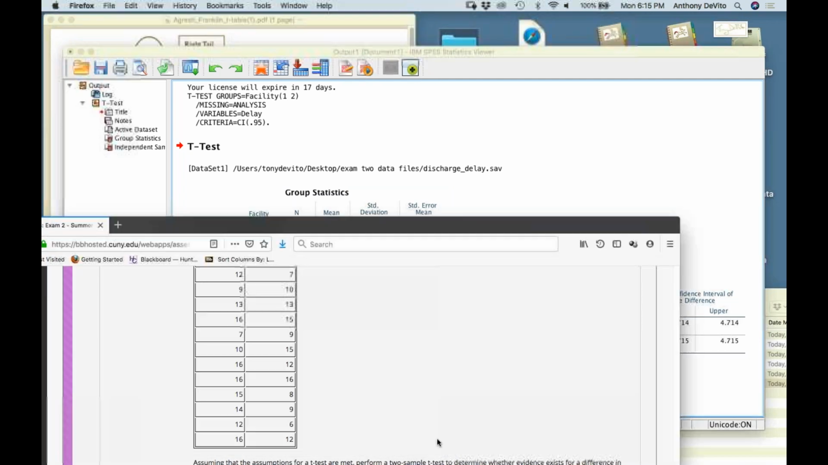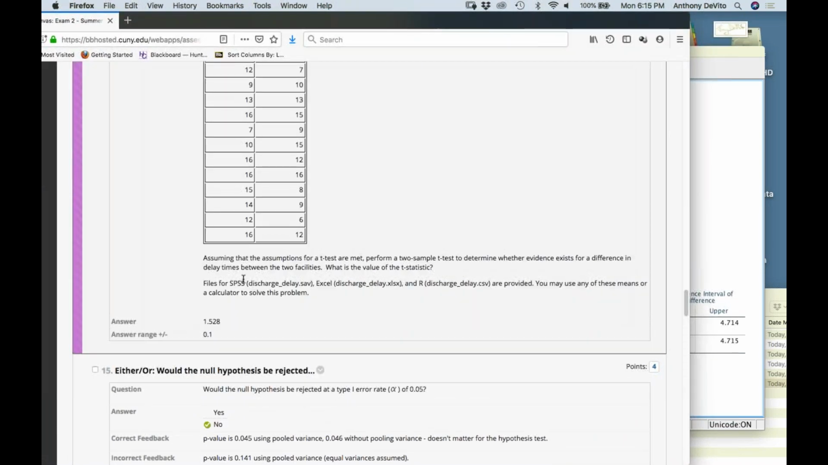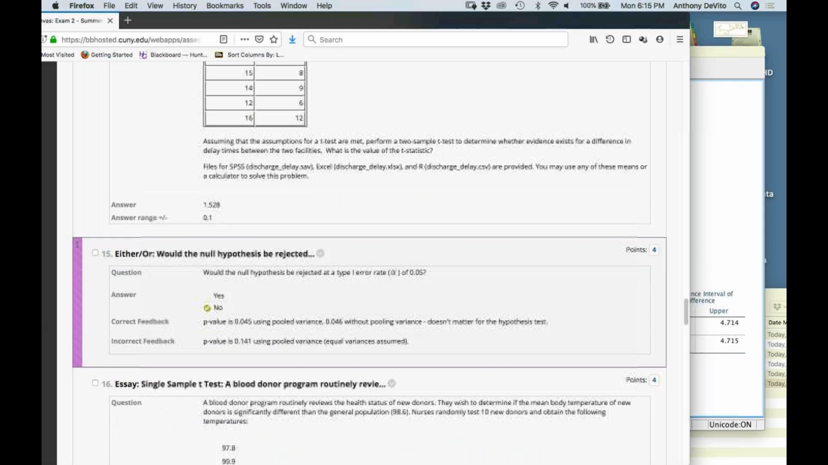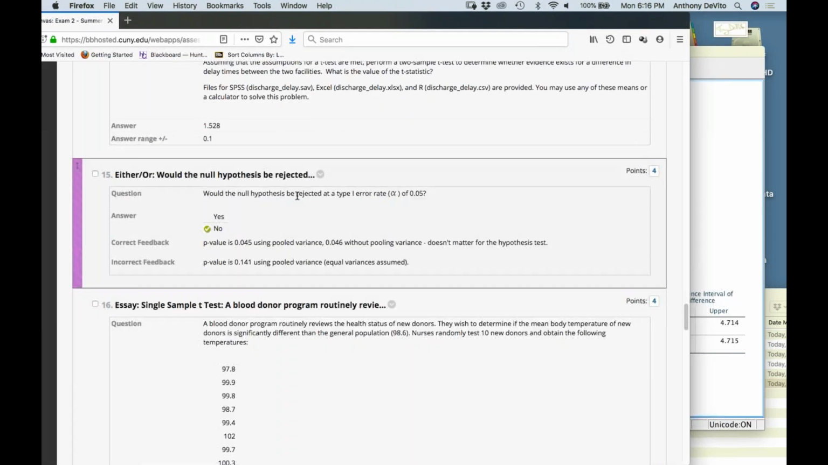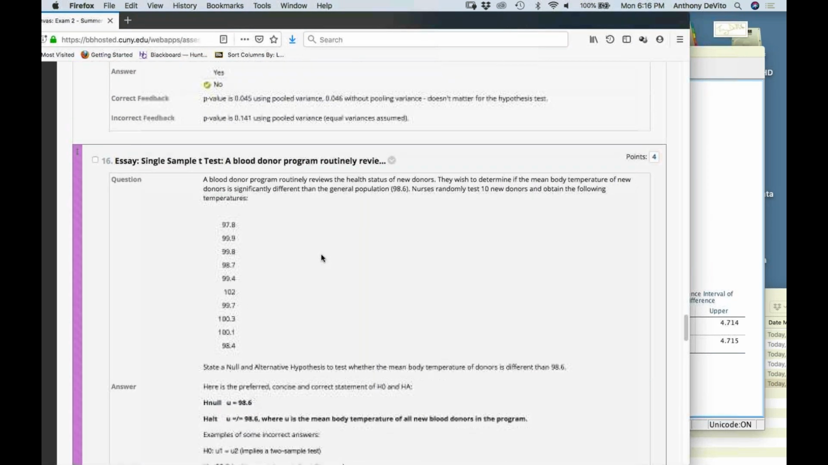Okay, so let's see what we have here. Hopefully these numbers will match. And here we have 1.58. They gave you a range of 0.1. So if you put 1.428 to 1.628, you got marked right on that. And with the null hypothesis, did we reject at an error rate of 0.05? And the answer to that is no, because it's way too low.